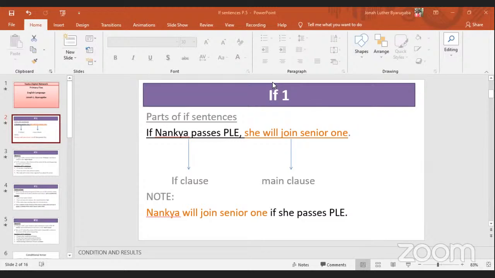What is the problem? What didn't you understand? You said for if three, it's the future simple tense. I didn't say anything about the future simple tense. I said for if three, we use the past perfect tense in the if clause, and we use the conditional present perfect tense in the main clause. Those are the things that you should always remember.